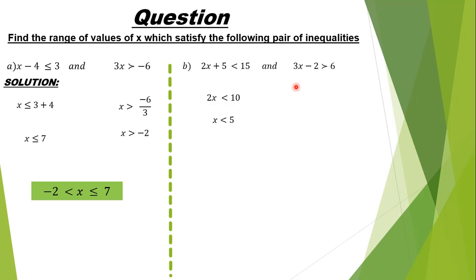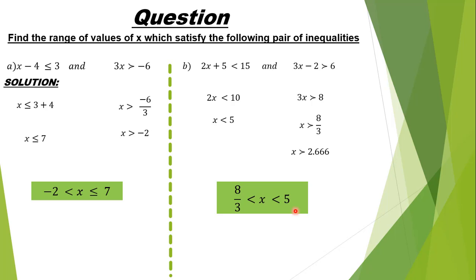To solve the second part, that is 3x minus 2 is greater than 6, we will take minus 2 to the right. That gives 3x is greater than 8. And if we divide both sides by 3, we will get x is greater than 2.666. If we want to find the range of values of x, then that is x is greater than 8 over 3 and x is less than 5.